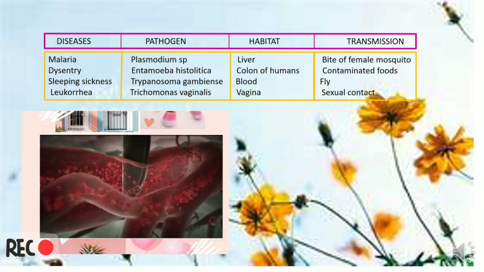Next I will be showing the diseases and also how they are transmitted to another person. So the first disease is malaria, and its pathogen is Plasmodium species, which lives in the liver of a human, and it can also be transmitted through the bite of a female mosquito. So I will be showing the video of the transmission through the blood.